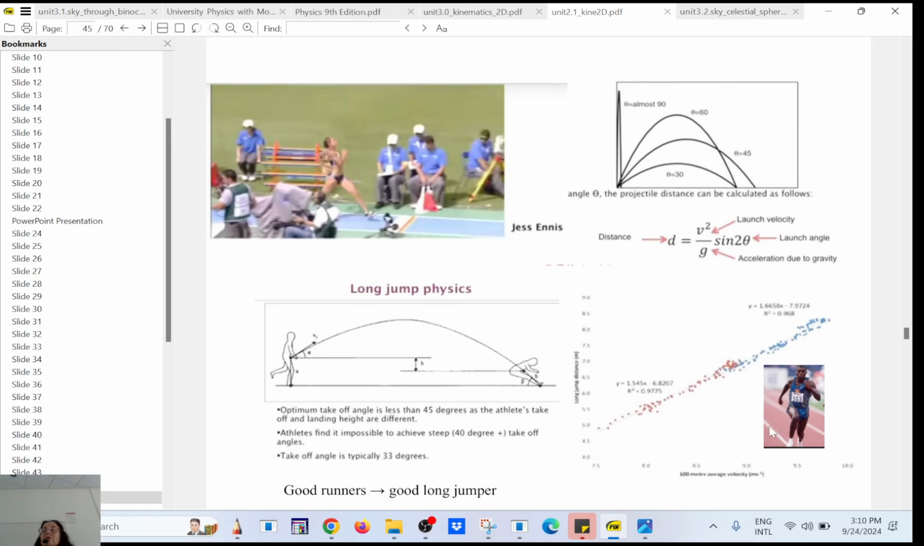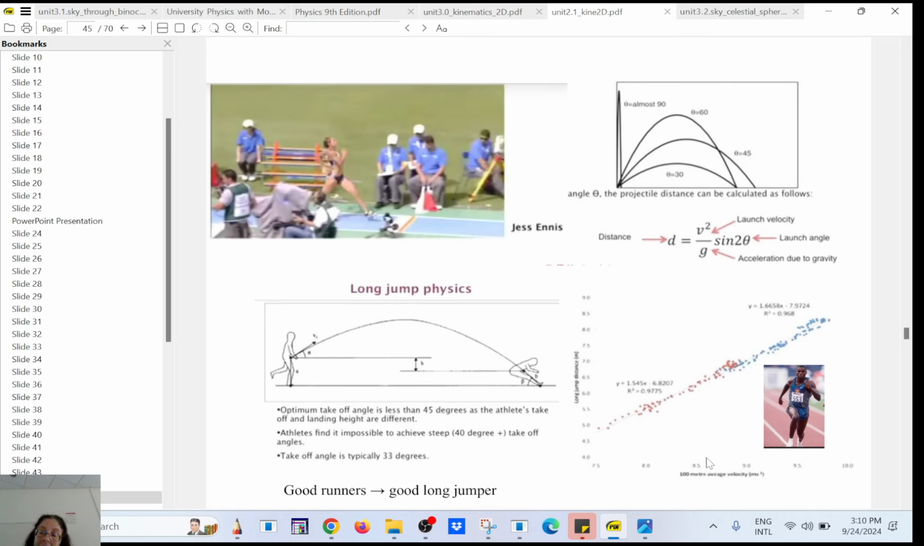Even though he was a sprinter, how far could he go? So it's like a projectile motion. And you see how far is given by this equation. Okay? So it depends on the speed squared. It makes sense. It depends how fast you start, right? Here, your initial velocity. And it depends on the angle here, right? Do you agree? Okay.